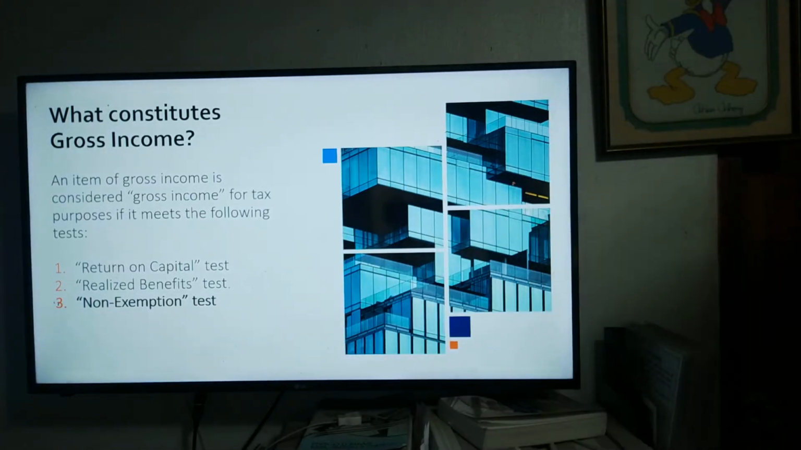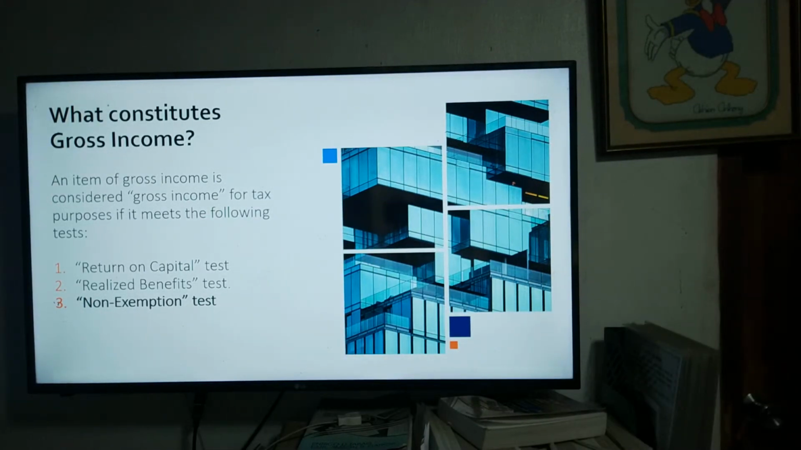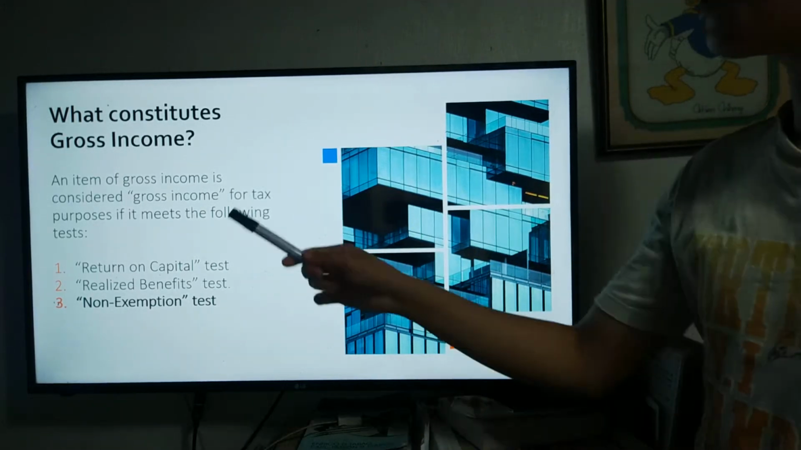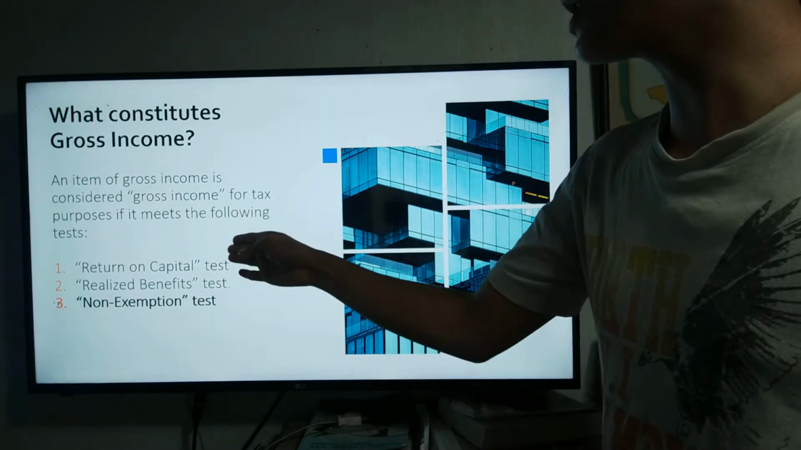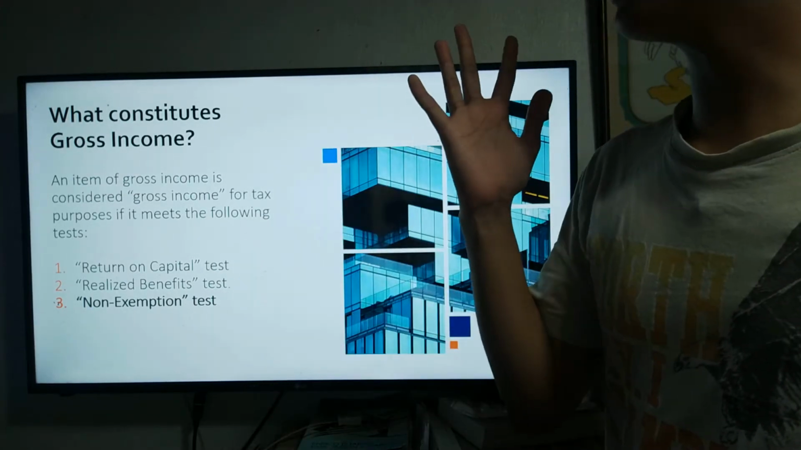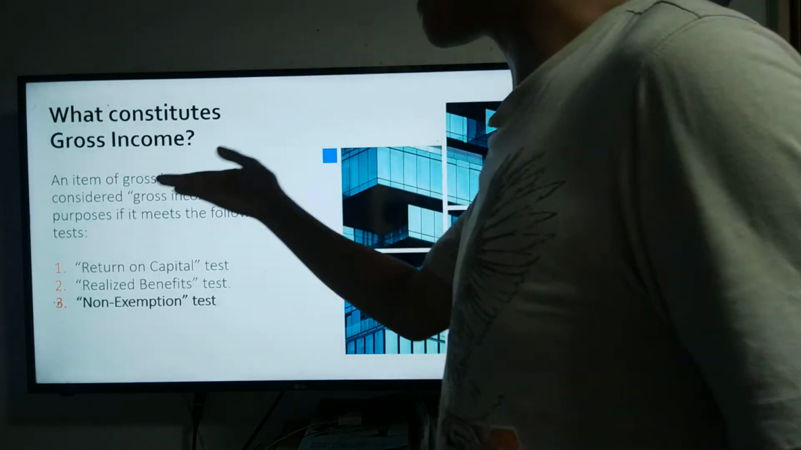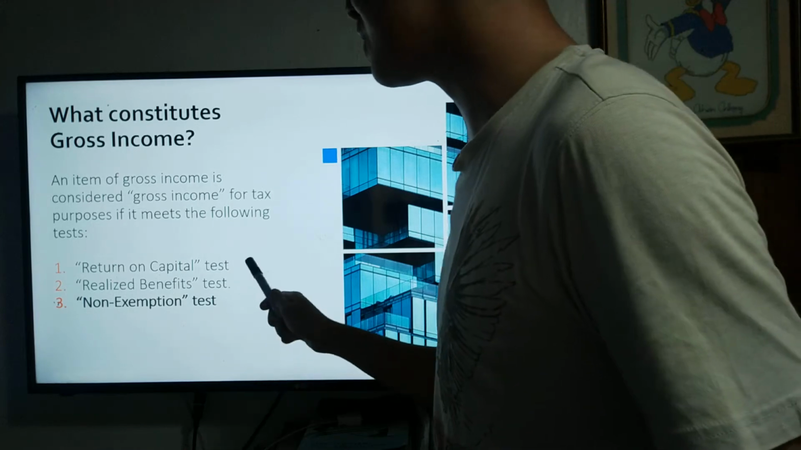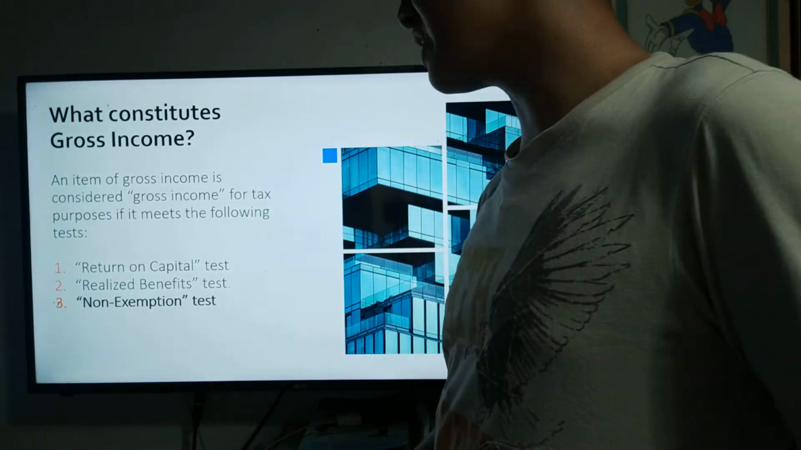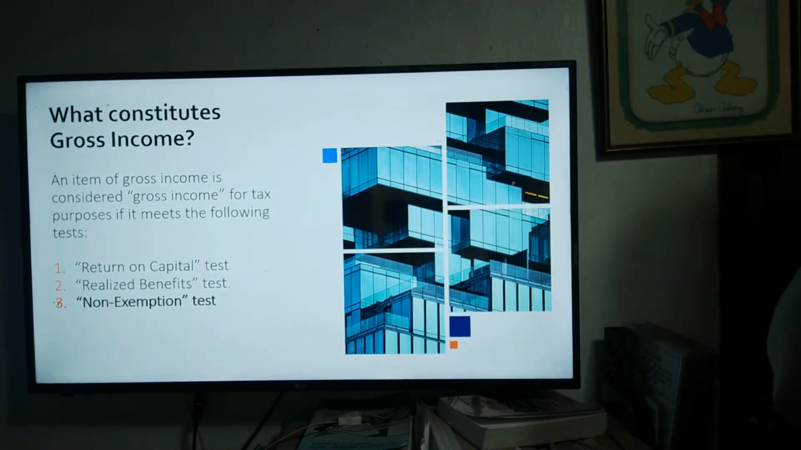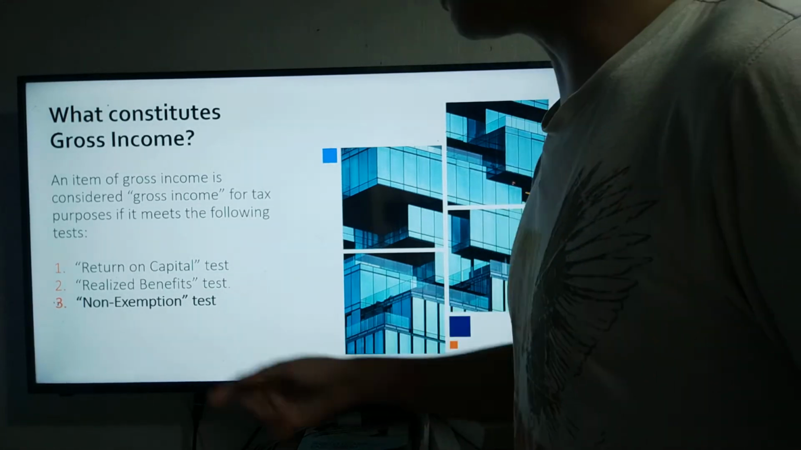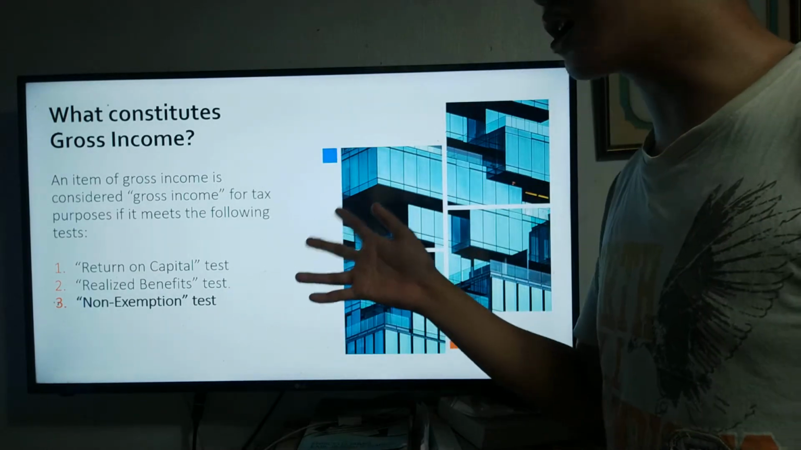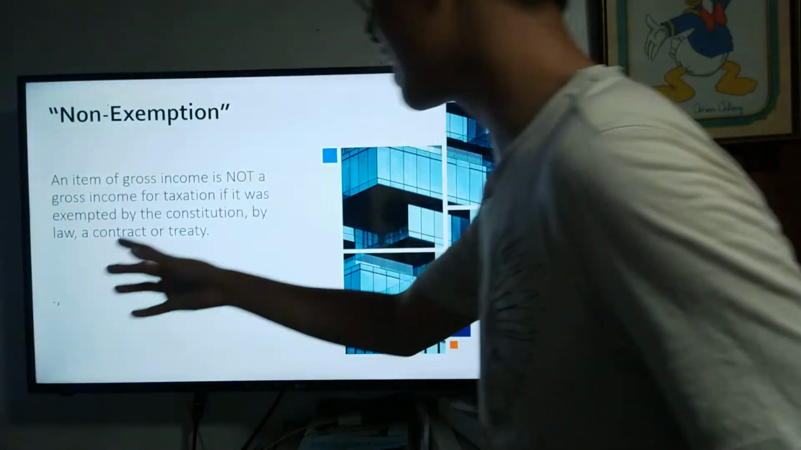And then we continue with our discussion on introduction to income taxation. In the previous video, we discussed the first two tests to determine whether an item of gross income is taxable or not. We have finished the return on capital test, and we have also finished the realized benefits test. And lastly, the non-exemption test. Actually, the non-exemption test is a no-brainer for us already because it's very much basic.